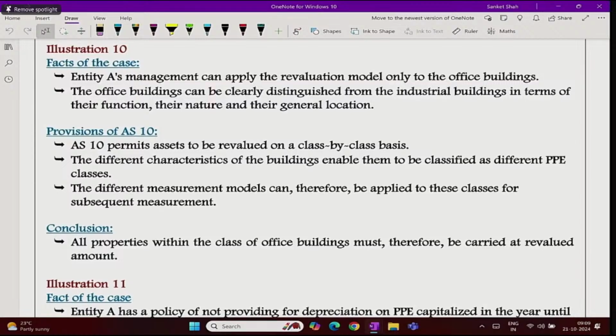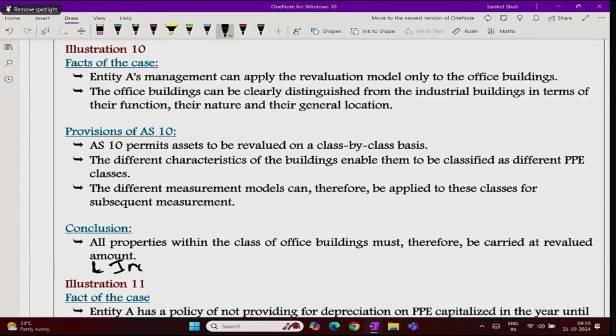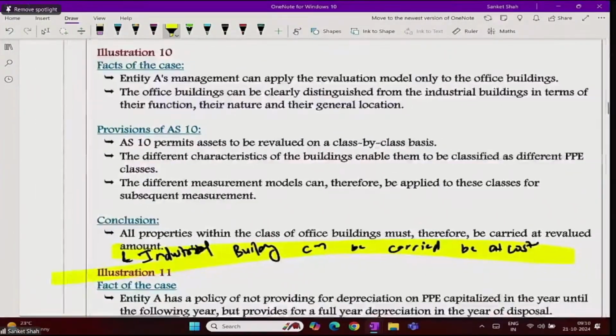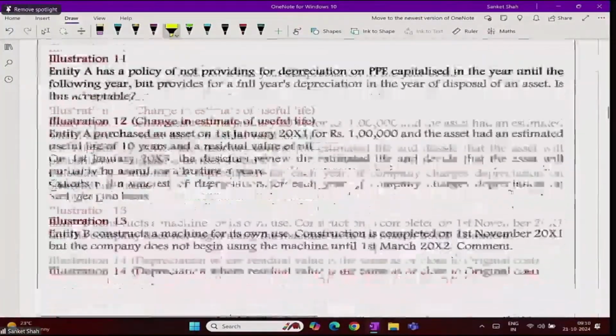Conclusion: all the property within the class of office building must therefore be carried at revalued amount, and industrial building can be carried at cost. Yes, sir. Make these changes immediately. PPE illustration 10. Okay. Next, 11 number.